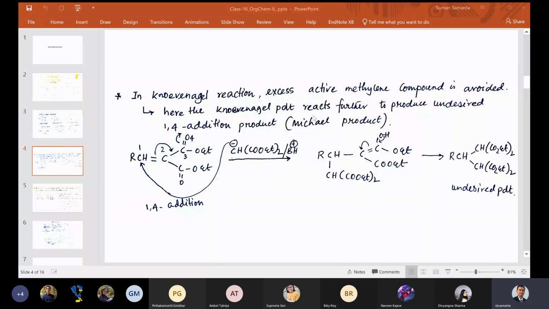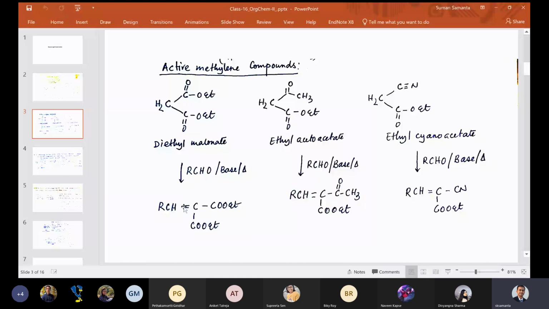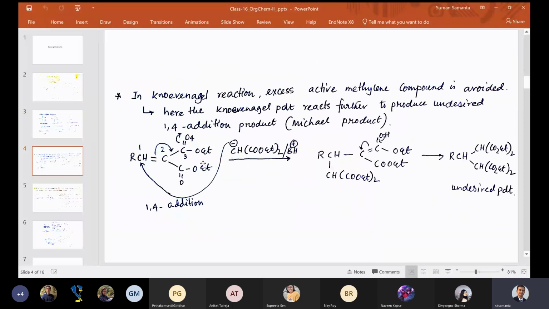The reason is that the Knoevenagel product reacts further to produce an undesired 1,4 addition product, the Michael product. This is our Knoevenagel product, where you have one dehydration, a double bond and then two COOEt groups. Two Michael accepting moieties are present, so this position is highly reactive in this case.